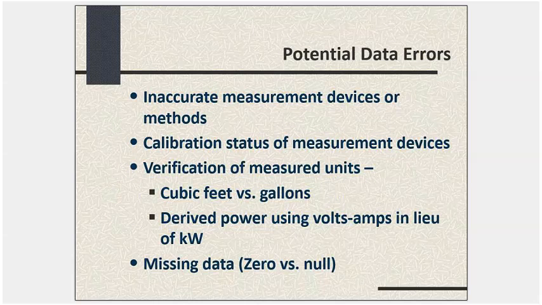So what are some more potential data errors? Well, we already touched on this one. If you use an inaccurate measurement device, or it hasn't been recently calibrated, you could have an issue. Then, whatever units you're measuring, make sure you're measuring the right units. Of course, with water, this matters because it could be in hundreds of cubic feet, it could be in K gallons. You want to know you're using the right units. And even with power, watch for using derived power, using volt amps in lieu of kW.